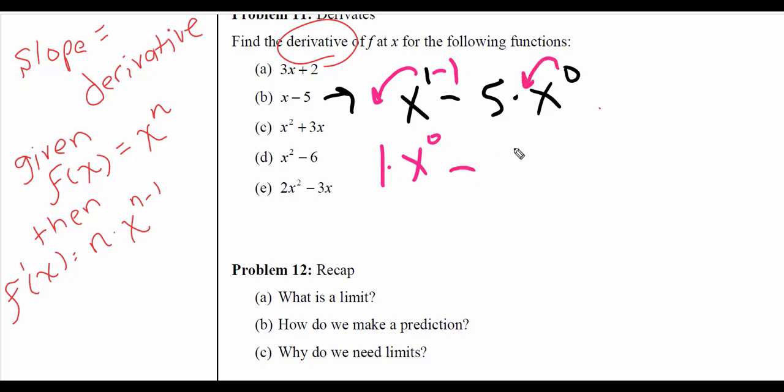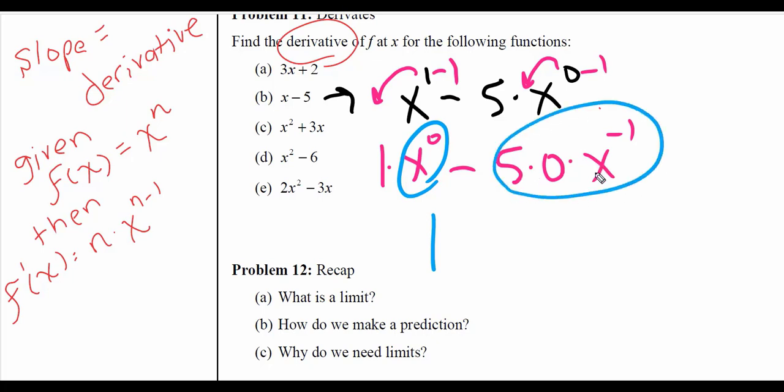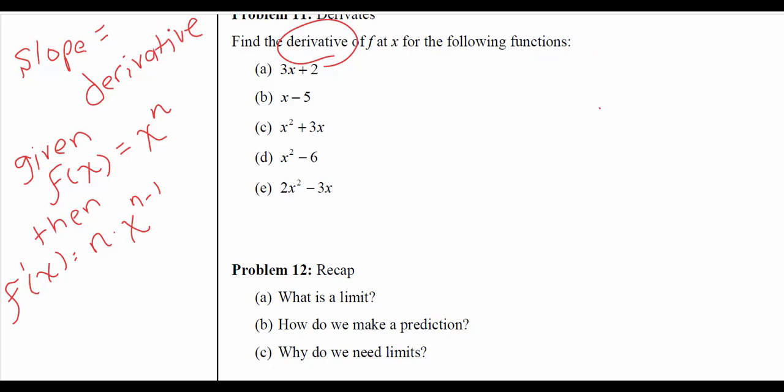Same here. We drop this power in front, and then we subtract it by 1. But again, anything to the 0 power is 1. This is gonna be a recurring theme here. And then over here we have anything times 0 is 0. So the answer to this problem is just 1. Okay. If it helps, let me do that problem again, but in a faster way.